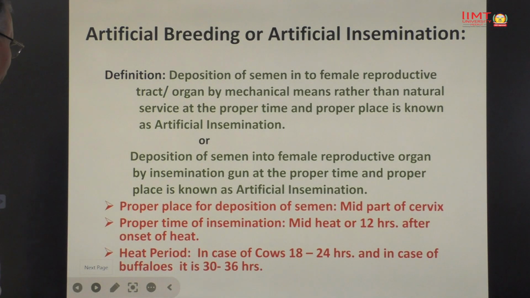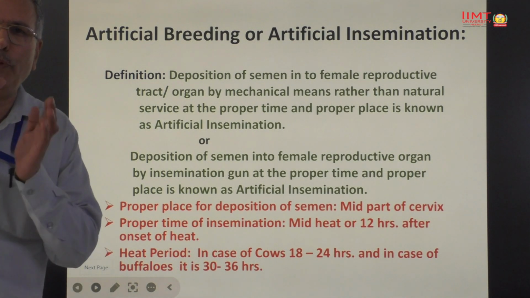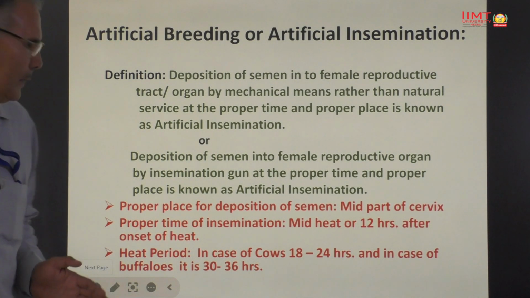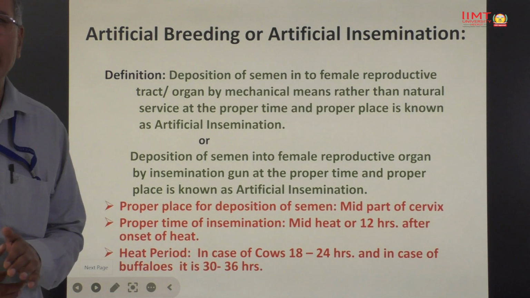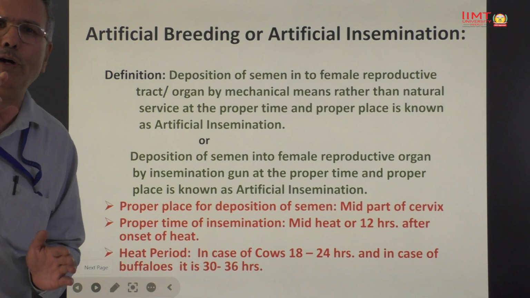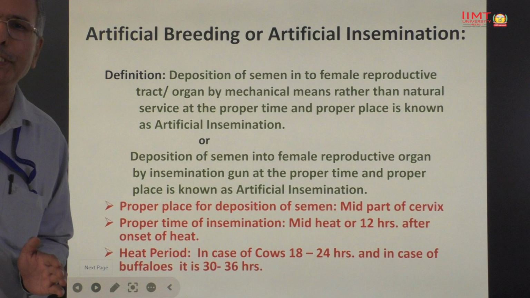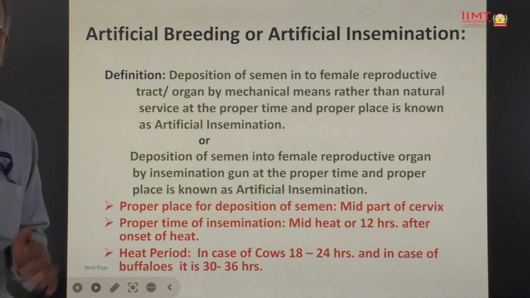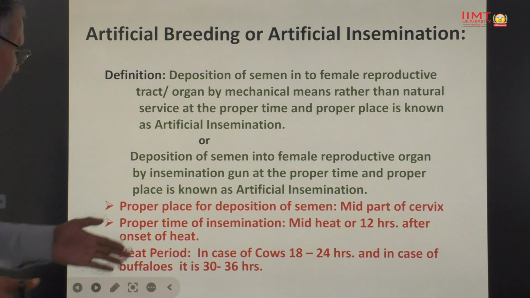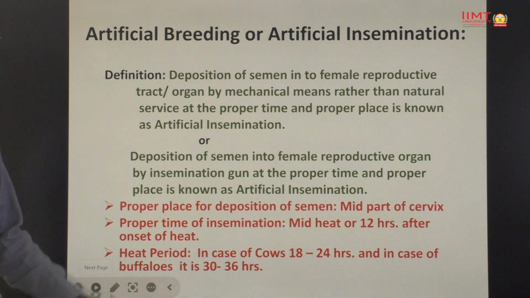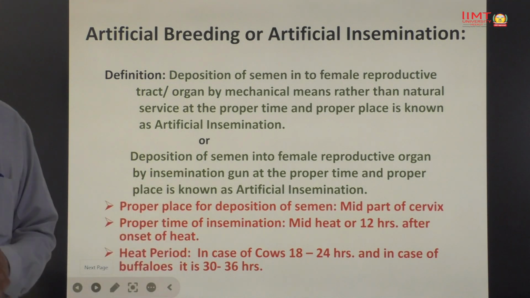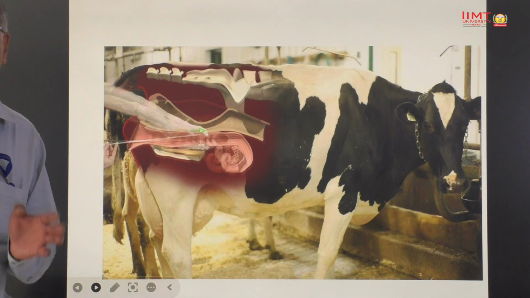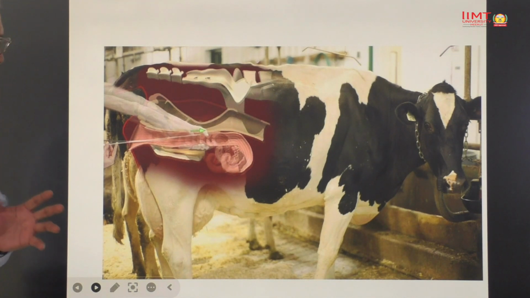What is the proper place of deposition of semen? The proper place for deposition of semen is the mid part of the cervix. What is the proper time of insemination? The proper time of insemination is during mid heat or up to 12 hours after onset of heat. The heat period in the case of a cow is 18 to 24 hours, and in the case of a buffalo it is 30 to 36 hours. This picture is showing this technique of artificial insemination.